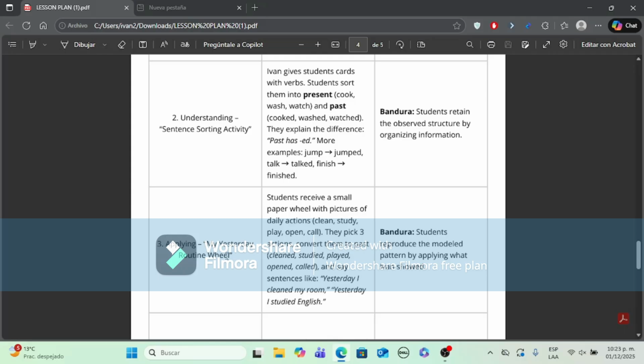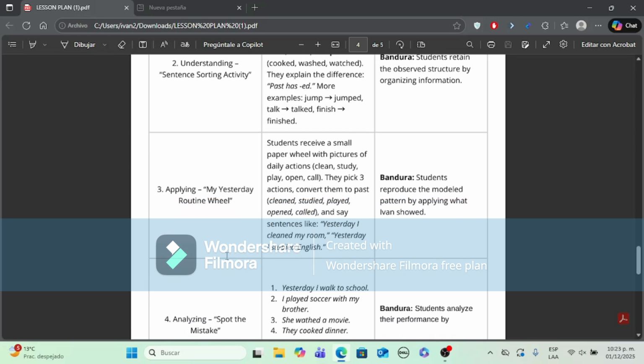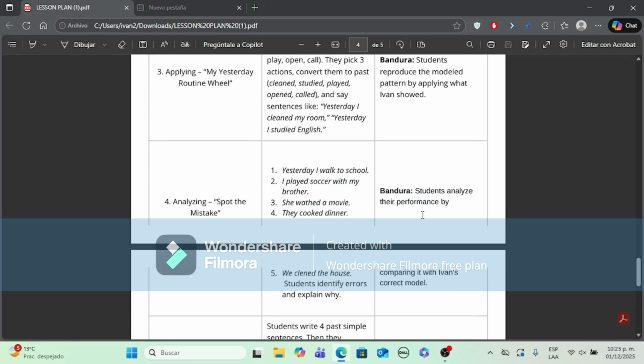Now, we have step number 4, analyzing, and the activity is spot the mistake. Now we move to the Bloom 4 stage, like I said before, analyzing. I present five example sentences on the board. Some are correct, while others contain typical mistakes.